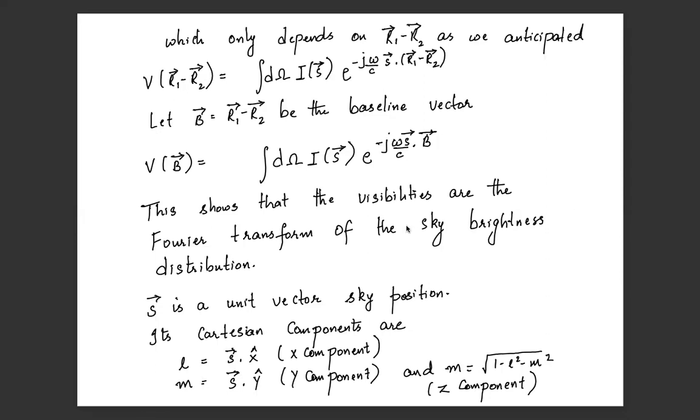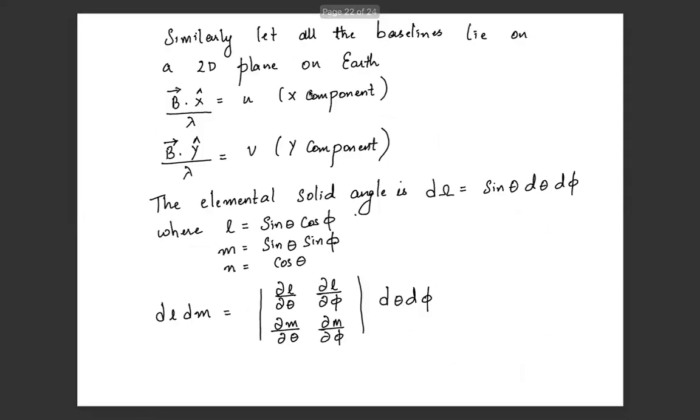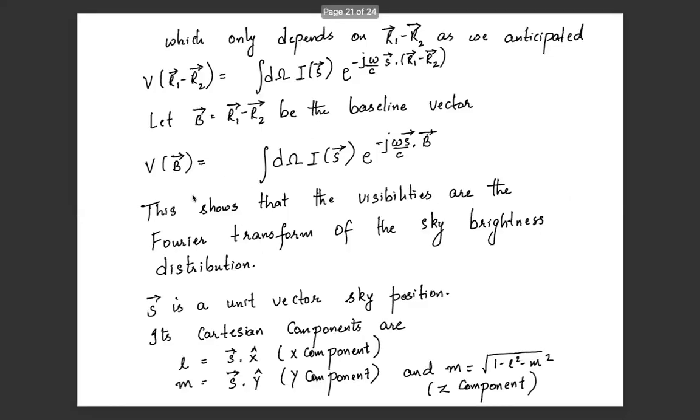Okay, so I'm going to also now write the same for the baseline. Let's define the baseline length projected on the x-axis of this Cartesian system, in units of the wavelength, as u, and similarly the baseline projected on the y-axis, in units of wavelength, as v. This is the standard notation u and v, which are used for the plane in which the visibilities are defined. Now, we can go ahead and write out this equation in the Cartesian system.